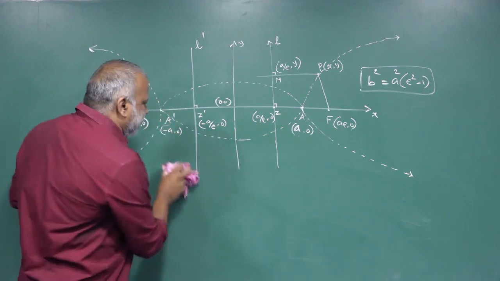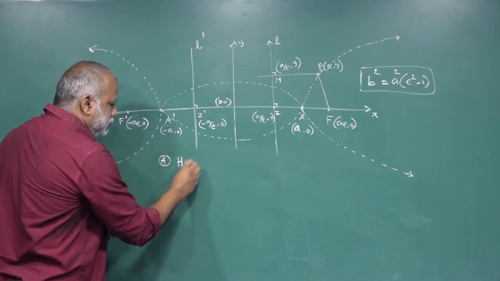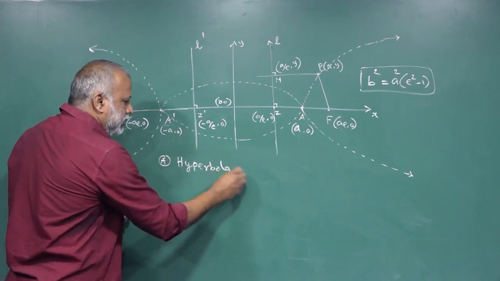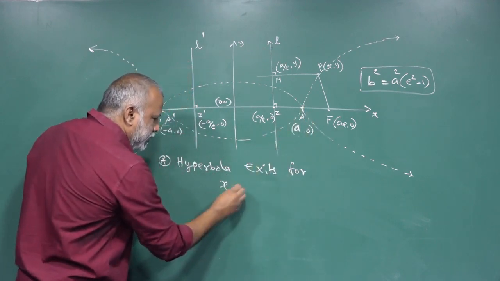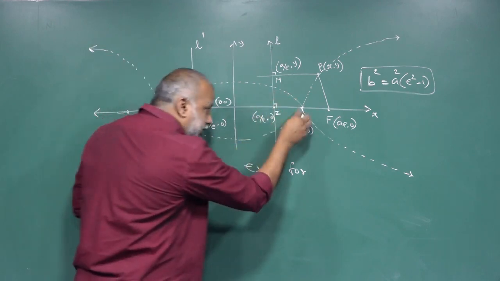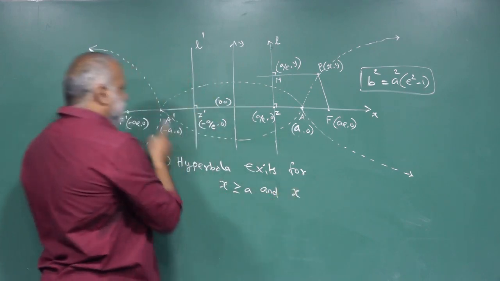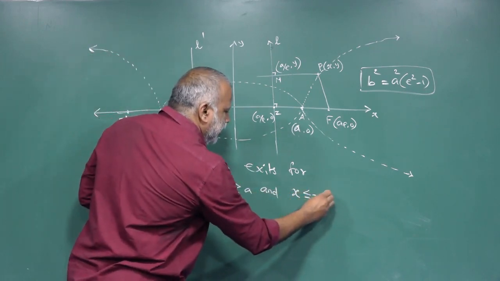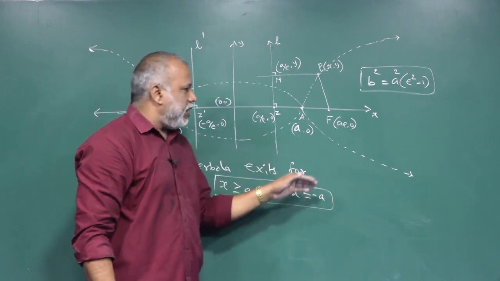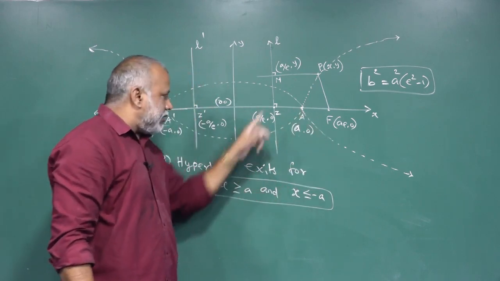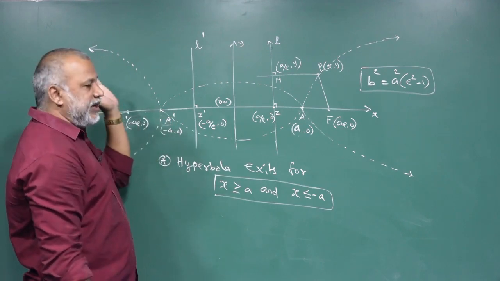Therefore, for the values of x, this is another concept: hyperbola exists for x value greater than or equal to A. See, starting from this up to infinite it is. And for the value of x less than or equal to minus A. This is one important concept. Hyperbola exists for x greater than or equal to A, starting from here up to infinite. Here, see, from minus A up to infinite side.